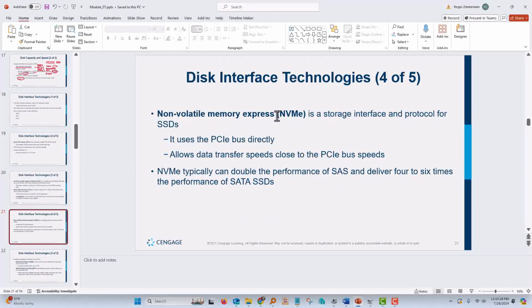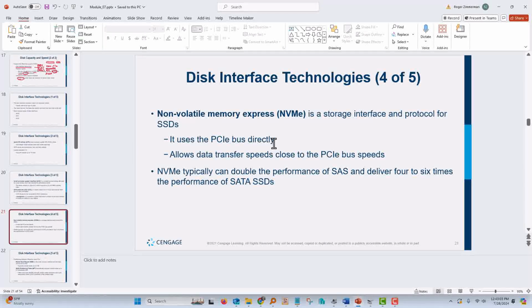Now the NVMe, non-volatile memory express card, is just a storage that plugs into the PCIe bus directly. In other words, it plugs directly into the slots on the motherboard rather than having a cable that goes to the motherboard and then setting the drive off to the side. This drive plugs directly into the slots that are on the motherboard.